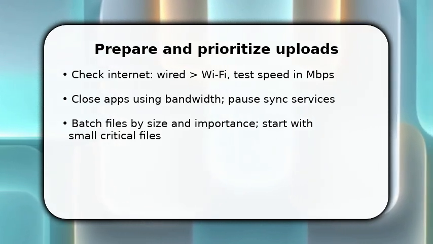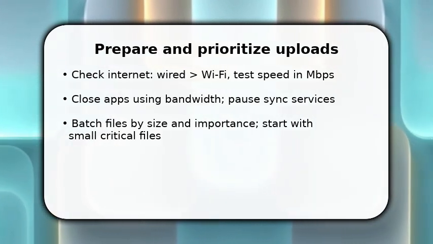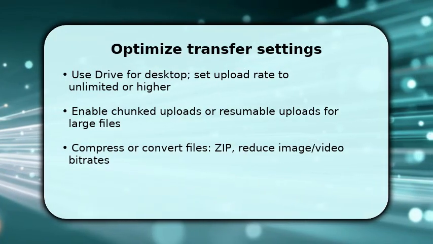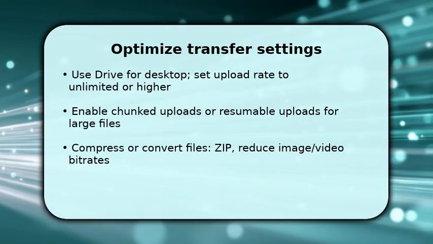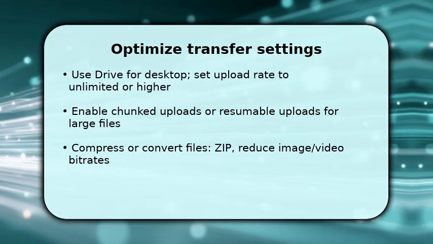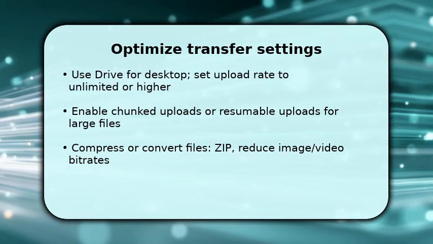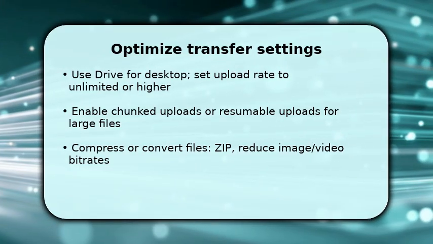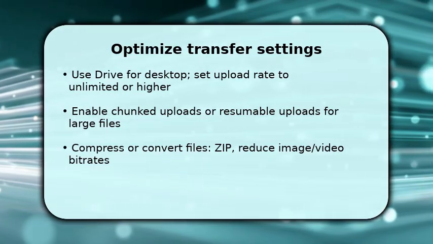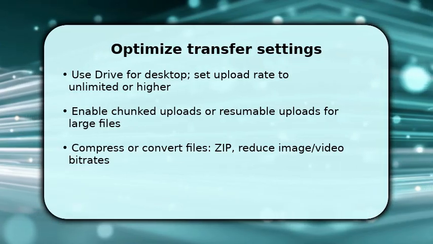Now you optimize transfer settings and file forms. Use Drive for desktop or the official client because it supports resumable, chunked uploads that recover from interruptions. Once set, raise the upload rate limit to unlimited or a high value in the client preferences so it uses available capacity. Also compress or transcode large media to lower bitrate or container sizes before uploading.